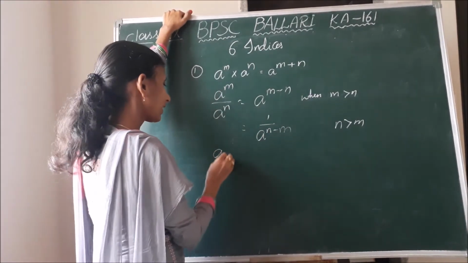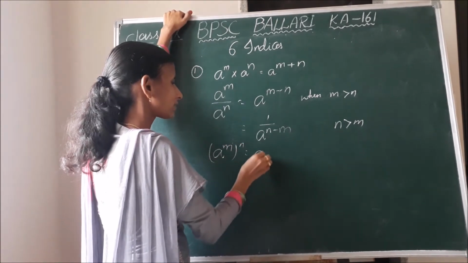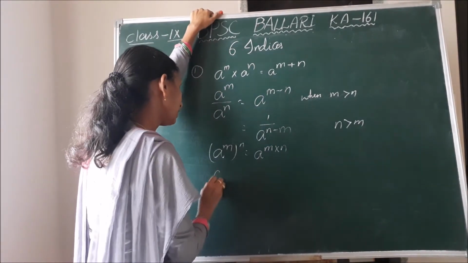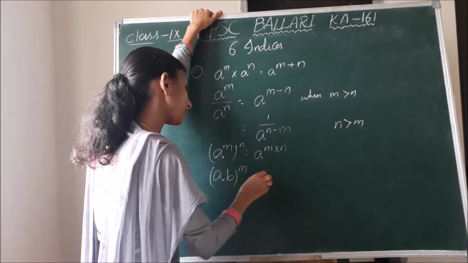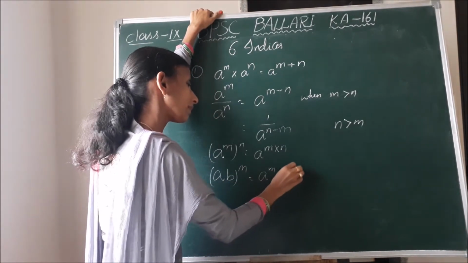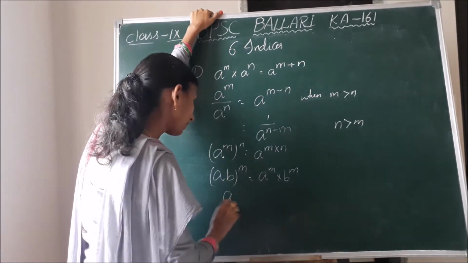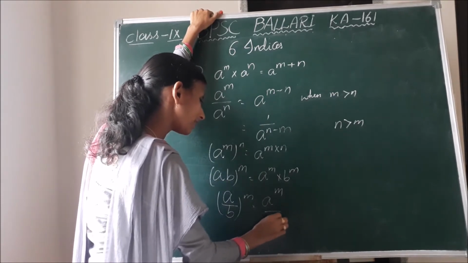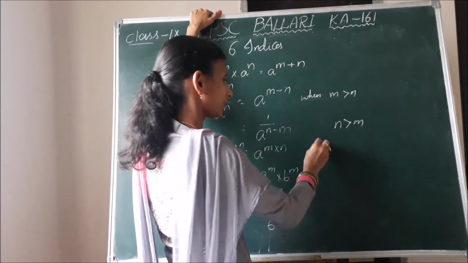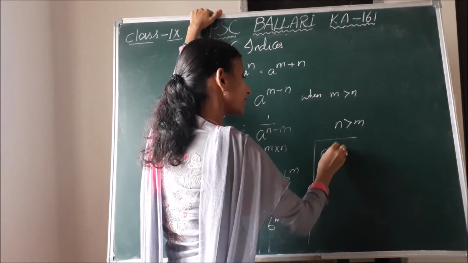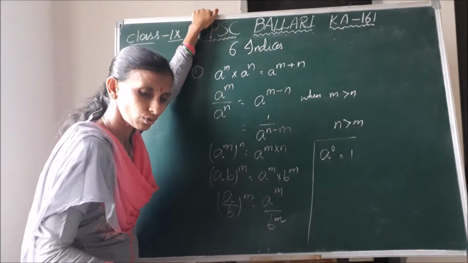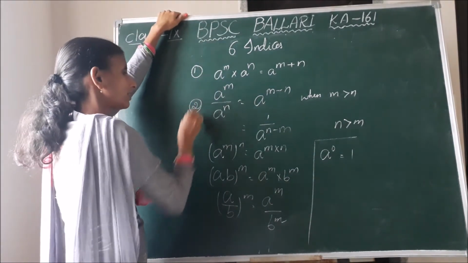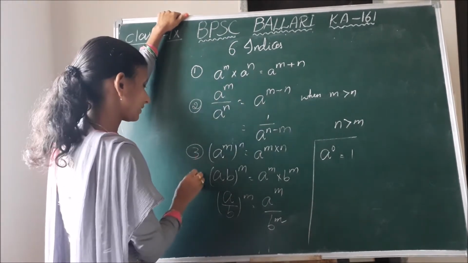Next, a power m whole power n is equal to a power m into n. Next, ab whole power m is equal to a power m into b power m. A by b whole power m is equal to a power m by b power m. Next, a power 0 is equal to 1. So these are the laws of indices which we have learnt in our previous classes.